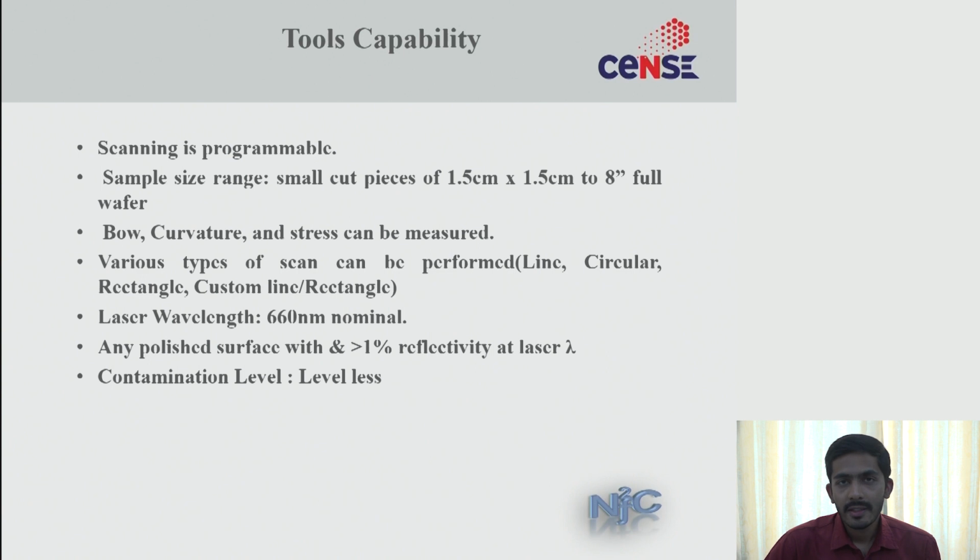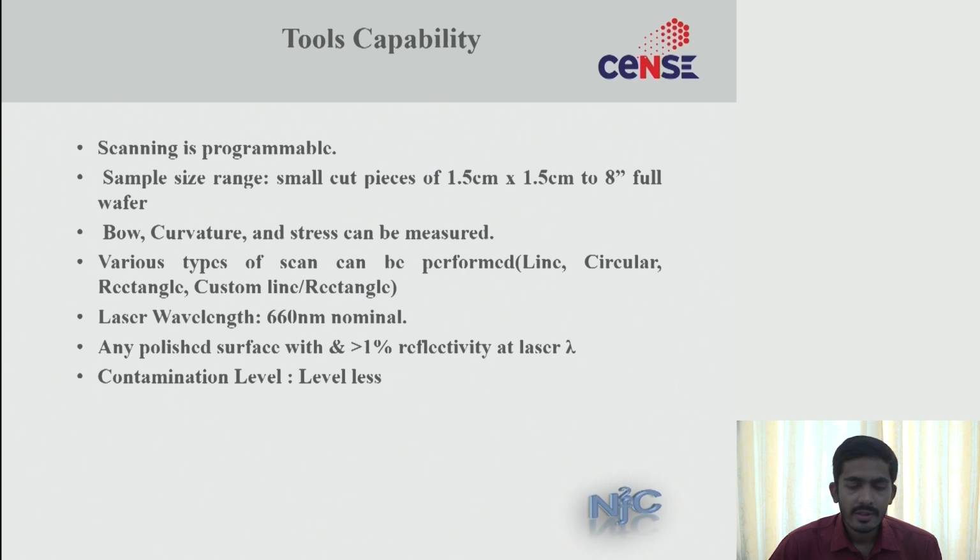Coming to the capabilities, the scanning is completely reprogrammable, so you can have a different resolution and a different scan based on the user requirement. The sample size can range from 1.5 cm to an 8-inch full wafer. This tool can be used to measure bow, curvature and stress, and you can have various methods of scanning. It could be a line scan, it could be a circular mapping, or it could be a rectangular scan.